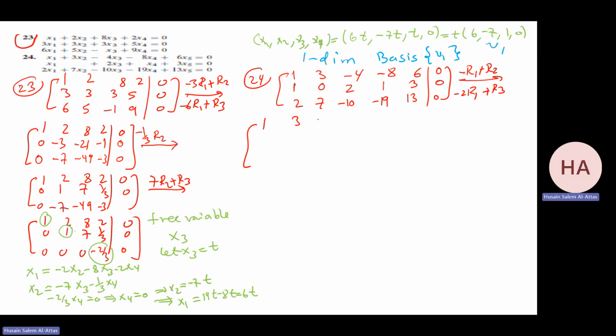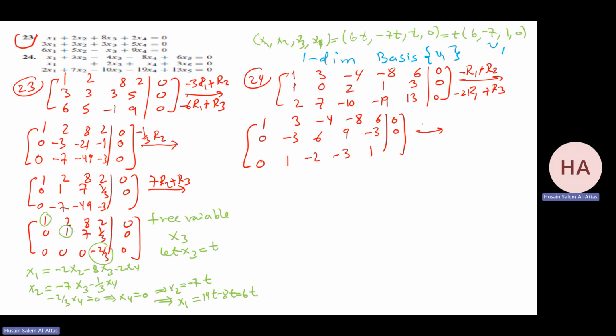So you have 1, 3, minus 4, minus 8, 6, 0. Okay, multiply minus 1 and add, that will be 0. That will be minus 3. By minus 1 and add 4 plus 2, which is 6. Minus 1 and add, that will be 8 plus 1, which is 9. Minus 6 plus 3, that will be minus 3, 0. Good. Minus 2 and add, that will be 0. Minus 2 and add, that will be 1. Okay. Minus 2 and add 8 minus 10, that will be minus 2. 16 minus 19, that will be minus 3. Minus 12 plus 13, that will be 1.